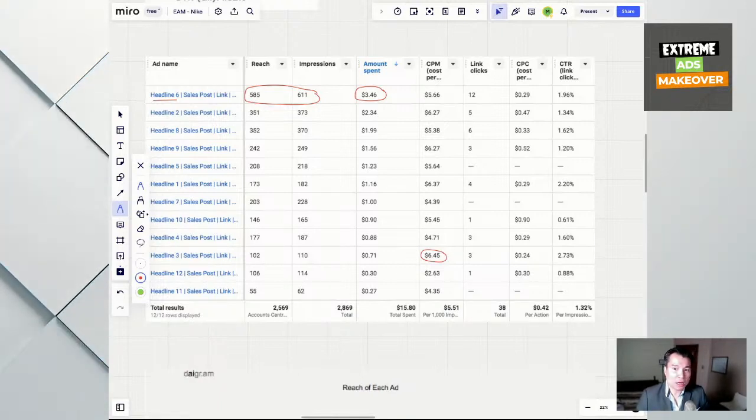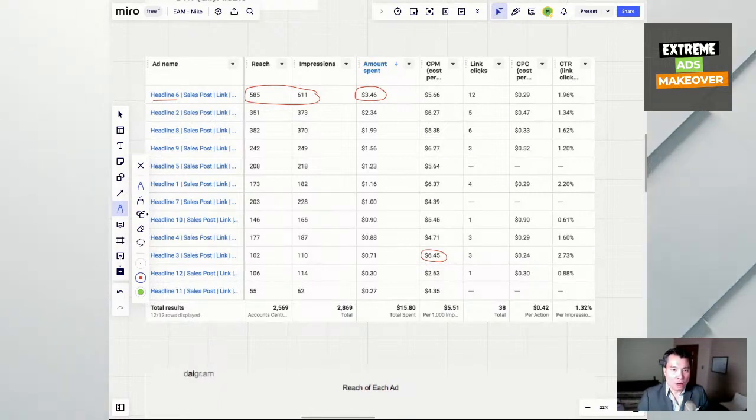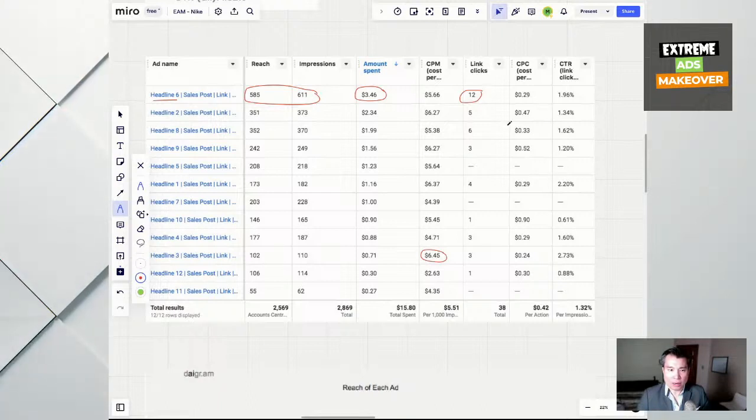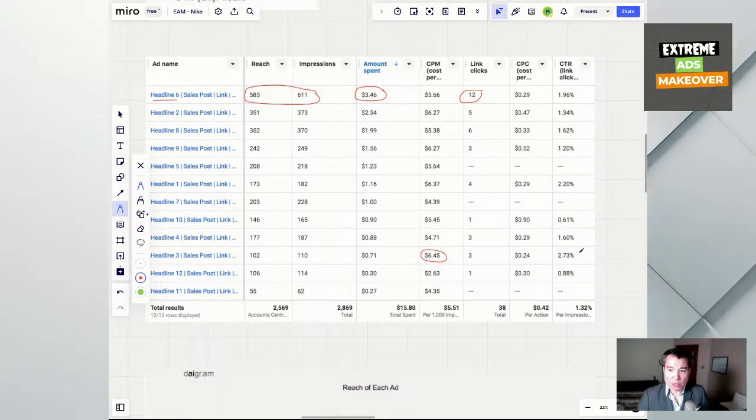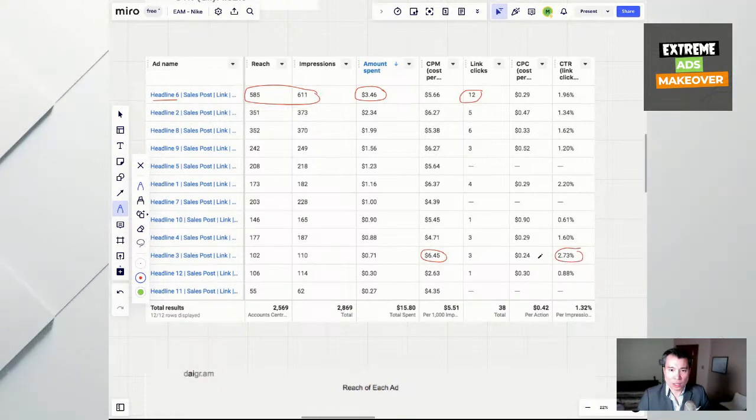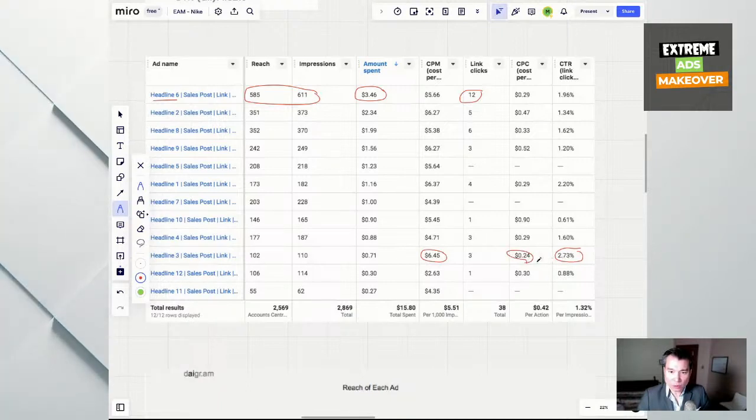How about the link clicks and the click-through rate? Which ad has the highest amount of link clicks? Let me see. 12. Okay, ad number 6 has the highest amount of link clicks. And we see headline number 3. Oh, headline number 3 surprisingly stands out with a click-through rate of 2.73%. 2.73%. And it looks like it has the lowest cost per click, only 24 cents. 24 cents.